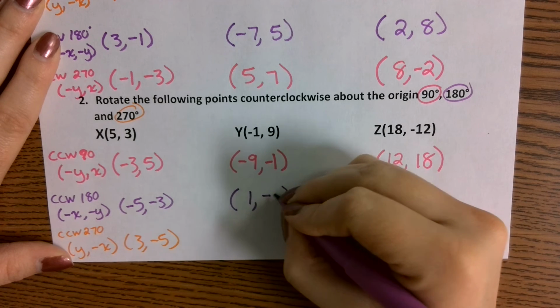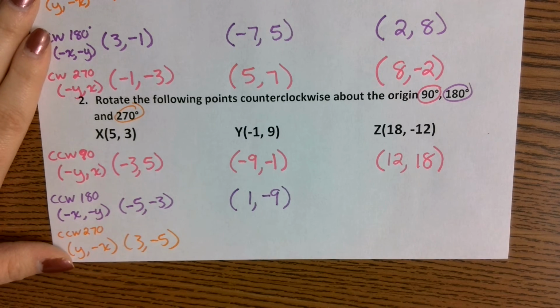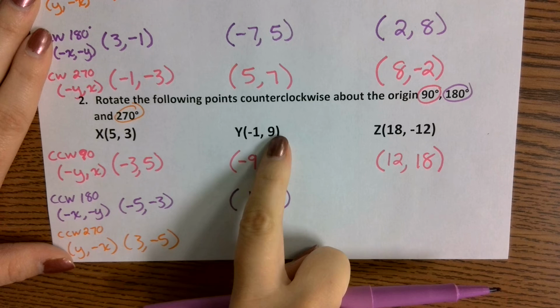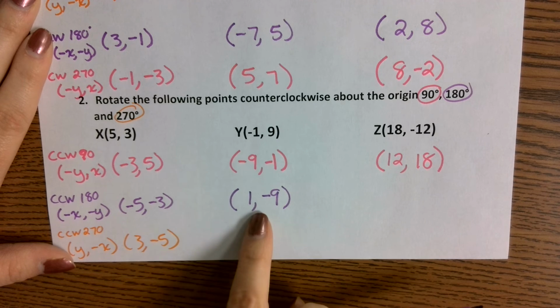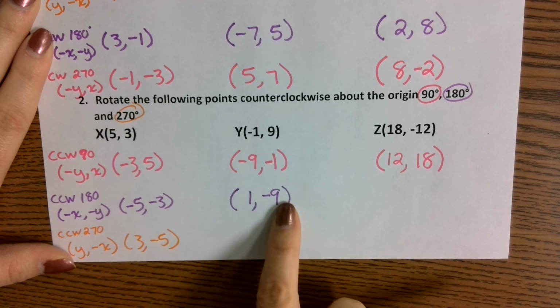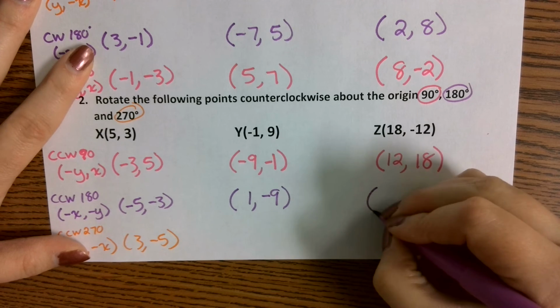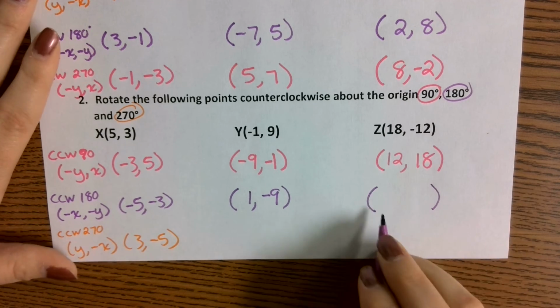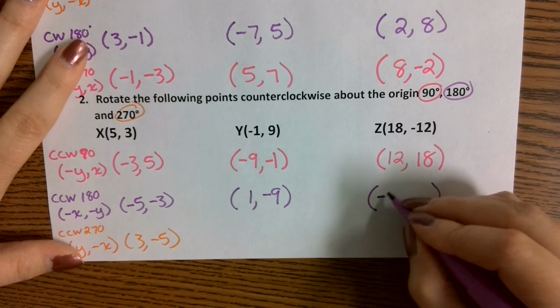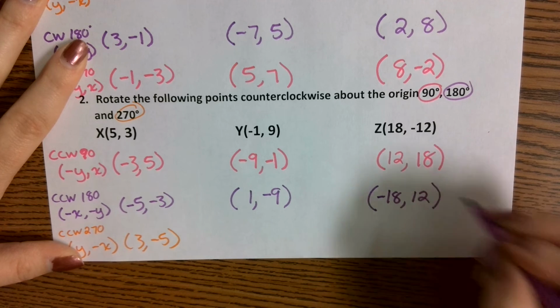Very good. 1, -9. Okay. So you're just taking the opposites of both of the values. So -1 becomes a +1, +9 becomes a -9. For Z, Dakota, what did you get for Z? -18, 12. Very good. -18, +12.